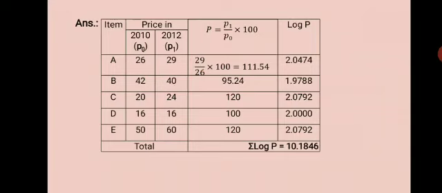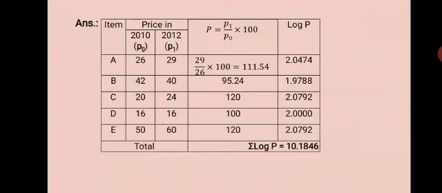So first price relative we can calculate as 29 divided by 26 into 100. We will get the answer 111.54. Then second is 40 divided by 42 into 100. We will get 95.24. Next is 24 divided by 20 into 100. We will get 120. Next 16 divided by 16 into 100. We will get 100. And the last is 60 divided by 50 into 100. We will get 120.